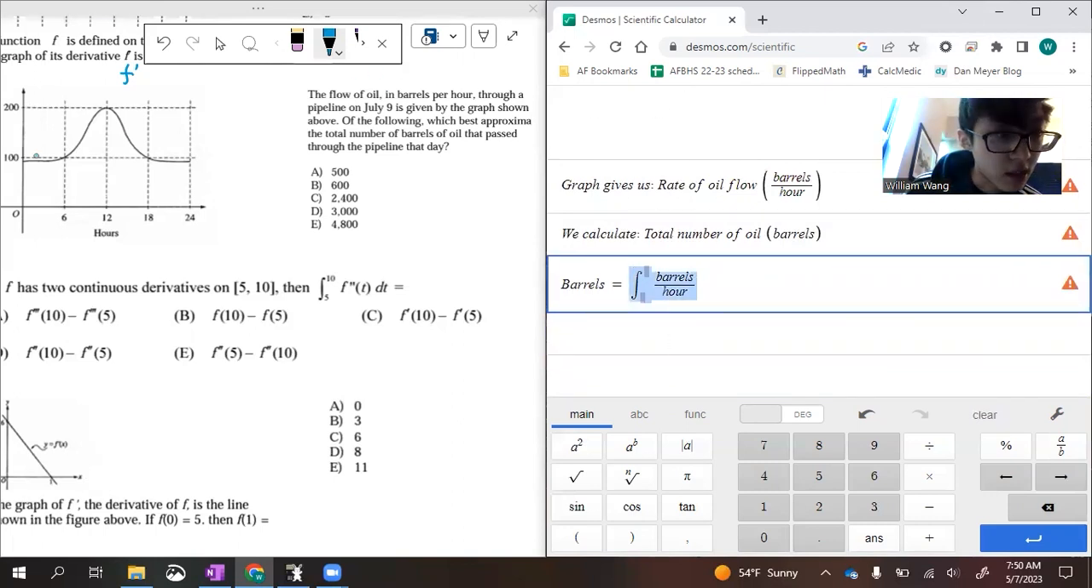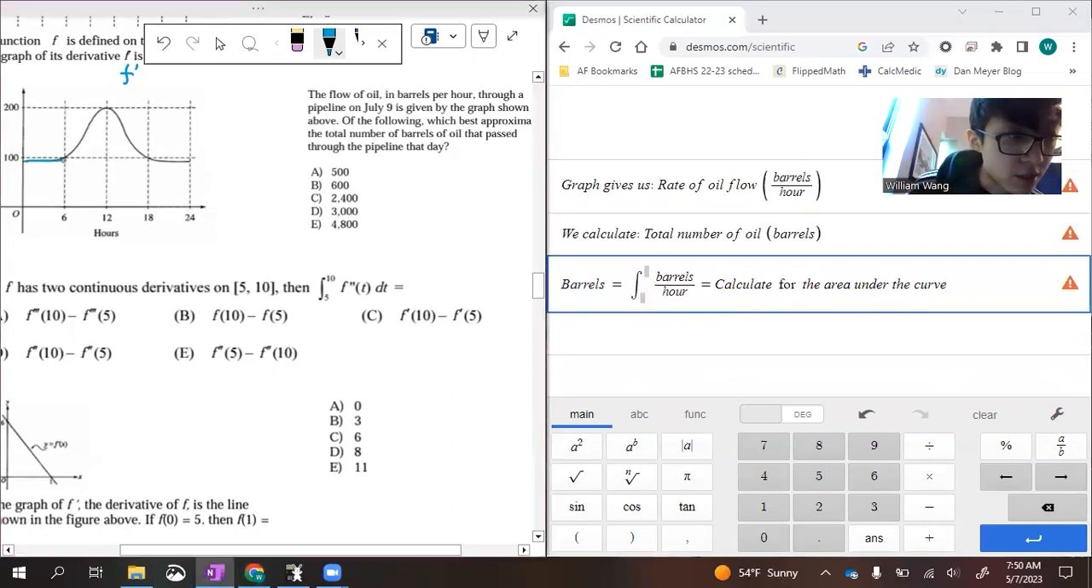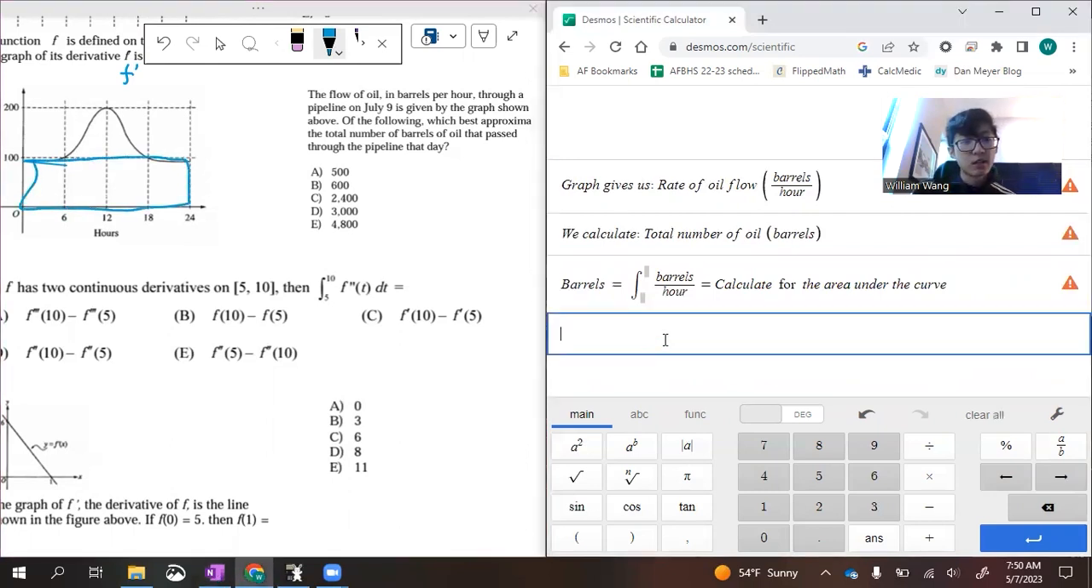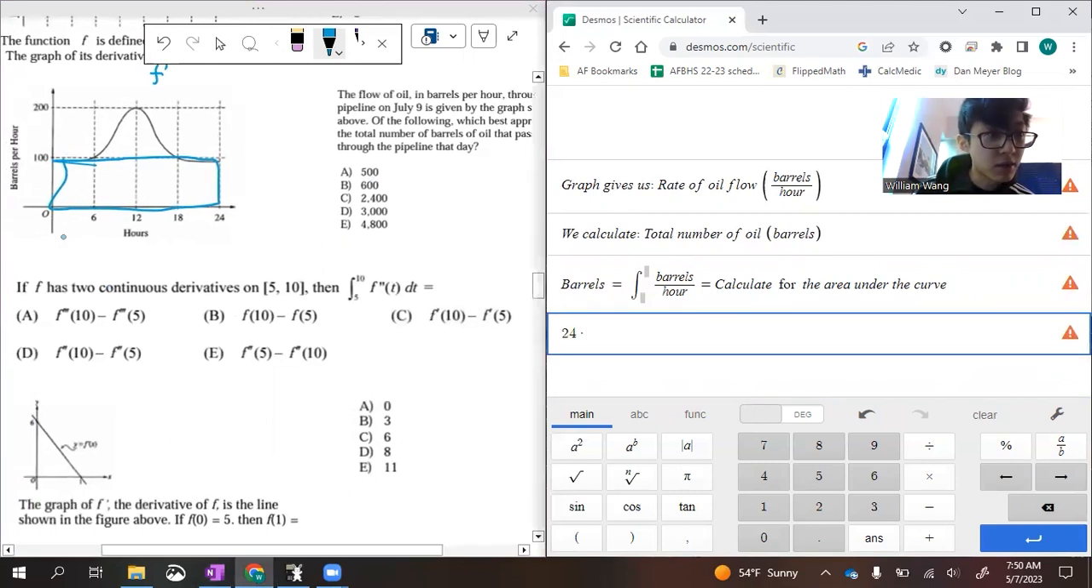Well, if I were to integrate this, I'm calculating for the area, which means calculate for the area under the curve. Okay, so let's calculate for this area. So first, I'm going to calculate just for this rectangle here. Right, so that is 24 hours. So 24 times, and how many barrels of oil per hour? Times 100. Right, so 24 times 100, I calculated for this.